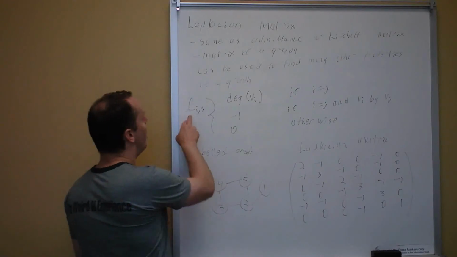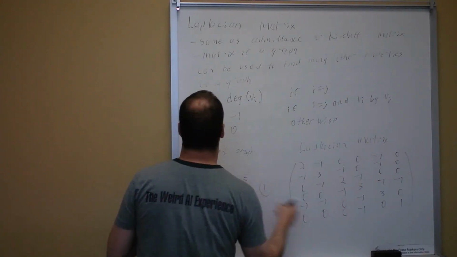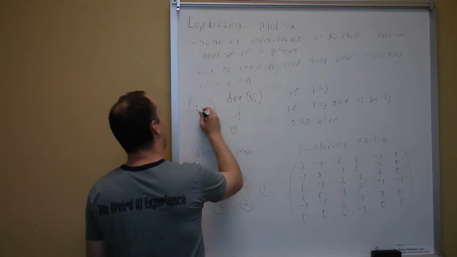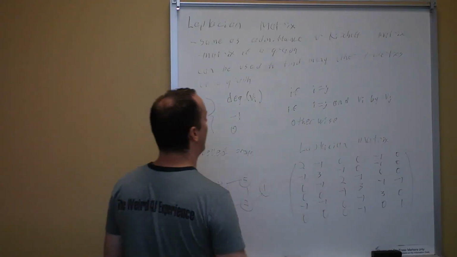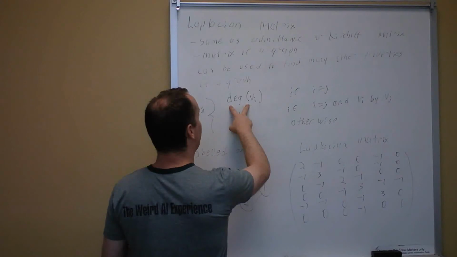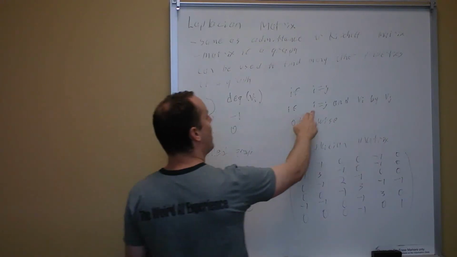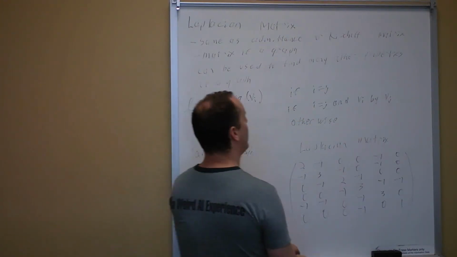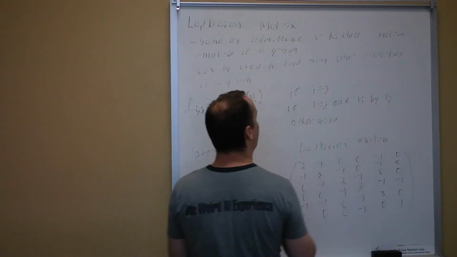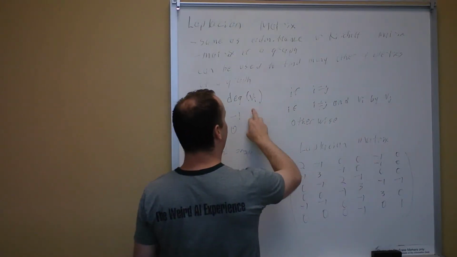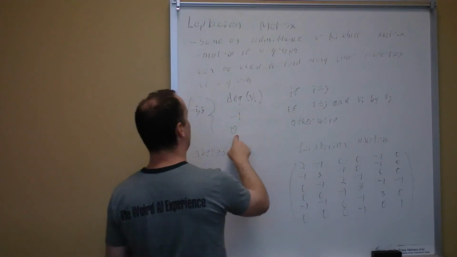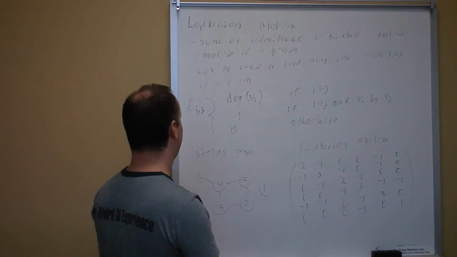Let's say for each point, it's i comma j here. If i equals j, in other words the diagonal, you write the degree of that vertex. If i is not equal to j, and i and j are next to each other, then you write minus 1. And if i is not equal to j and they're not next to each other, you just put 0.